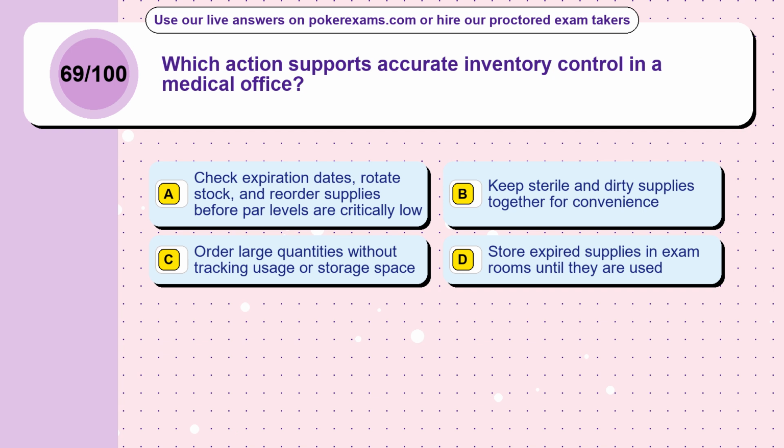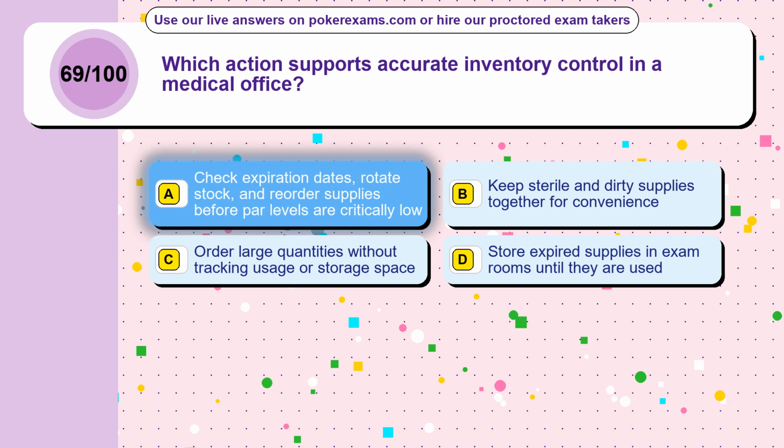Question 69. Which action supports accurate inventory control in a medical office? Option A. Check expiration dates, rotate stock, and reorder supplies before par levels are critically low. Option B. Keep sterile and dirty supplies together for convenience. Option C. Order large quantities without tracking usage or storage space. Option D. Store expired supplies in exam rooms until they are used. The correct answer is option A.